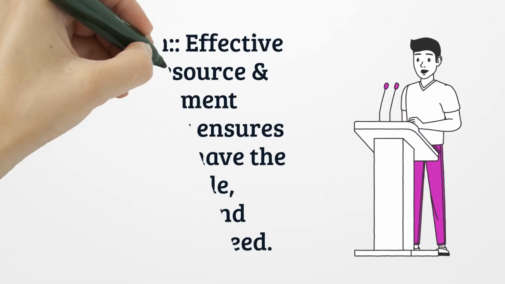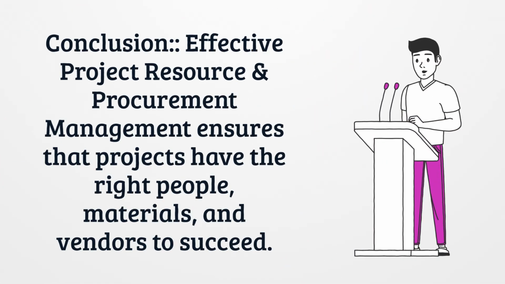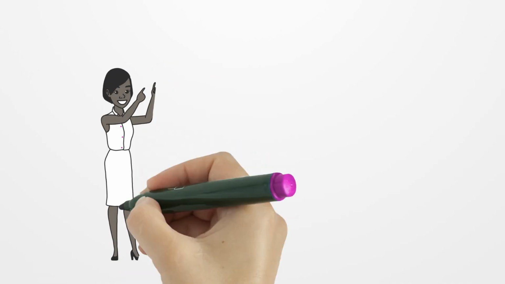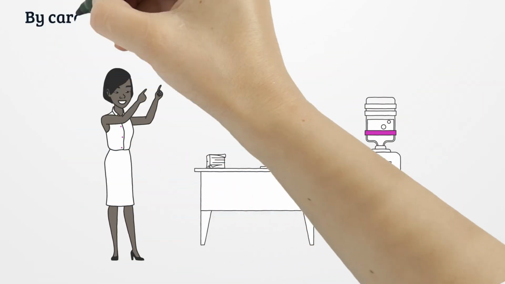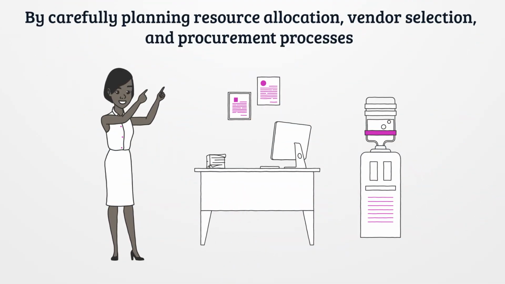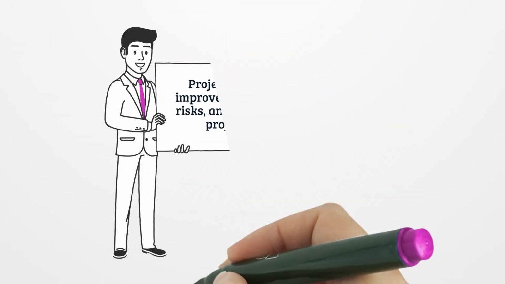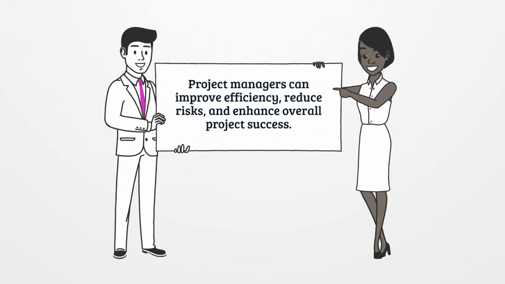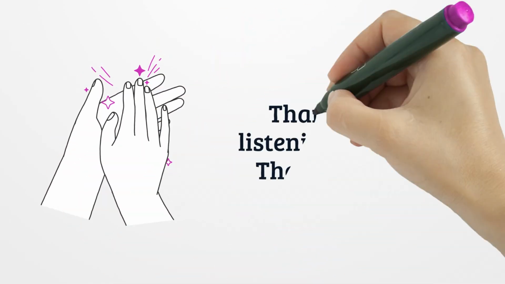Conclusion. Effective project resource and procurement management ensures that projects have the right people, materials, and vendors to succeed. By carefully planning resource allocation, vendor selection, and procurement processes, project managers can improve efficiency, reduce risks, and enhance overall project success.